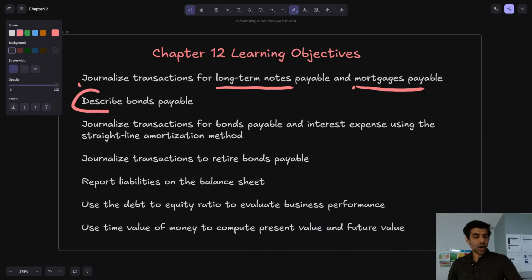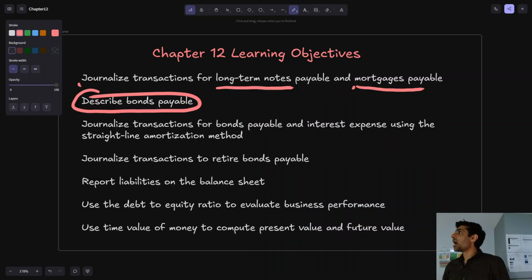The big topic of this chapter is bonds. Okay, so how to account for bonds. We'll talk about what those are and the different accounting topics related to it. This one is a related topic for bonds payable. We'll talk about how to account for the interest expense because it's not as straightforward as a loan, and we'll see why that is later in the chapter. Just like we had with plant assets, there's birth, life, and death. Bonds also have a death where they're retired, they're paid off. So how to journalize that.